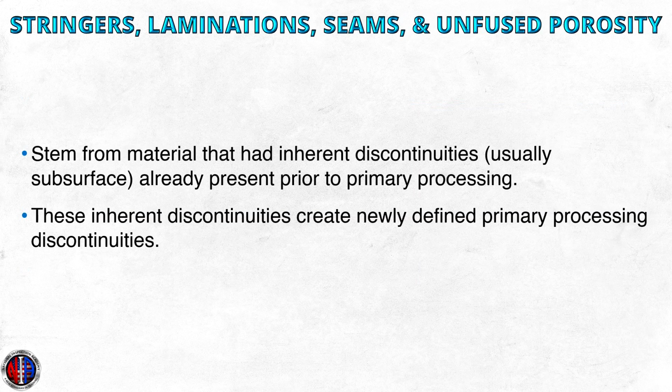Stringers, laminations, seams, and unfused porosity. These stem from material that has inherent discontinuities, usually subsurface, already present prior to primary processing. These inherent discontinuities create newly defined primary processing discontinuities. This is why NDT is so important throughout the manufacturing process. Inspecting for and screening out inferior material early in the manufacturing process will alleviate many processing discontinuities and much waste in regard to materials, time, and manpower.